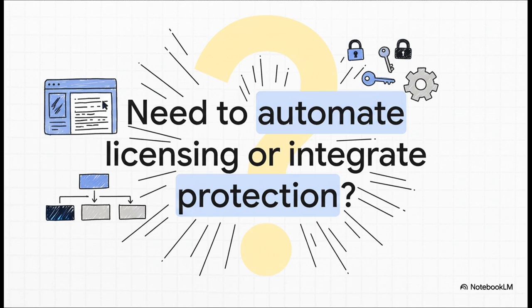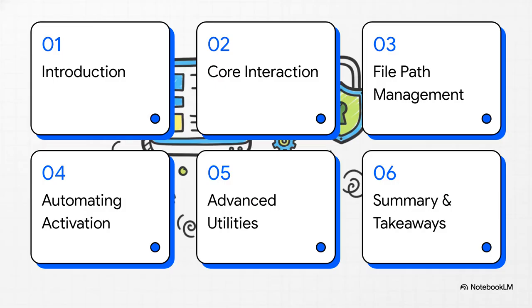Or maybe you wanted to integrate license management right into your build scripts? Well, these are the exact situations where the command line interface stops being just a nice-to-have and becomes an absolutely essential tool for automation. Here's a quick look at what we'll cover. We'll kick things off with the core commands, then we'll get into managing file paths. After that, we'll dive into the really powerful automation features, and we'll wrap it all up with some advanced utilities and a quick summary. So, let's get started with the basics.